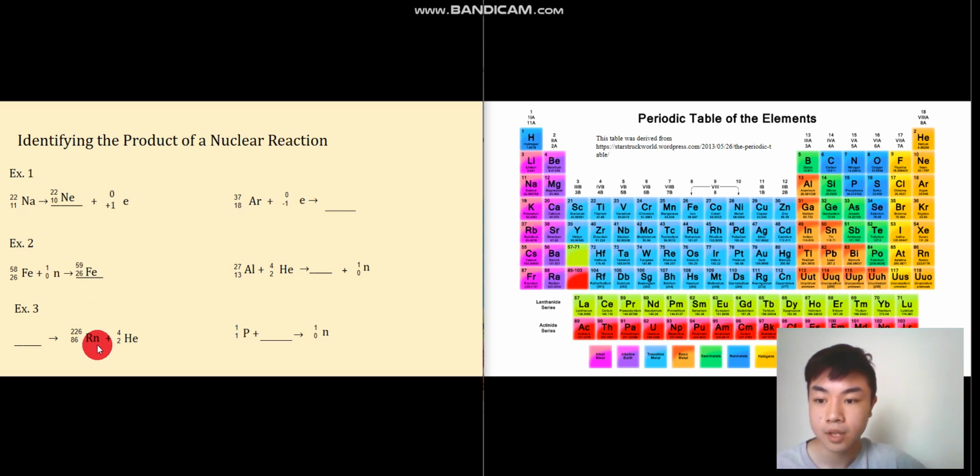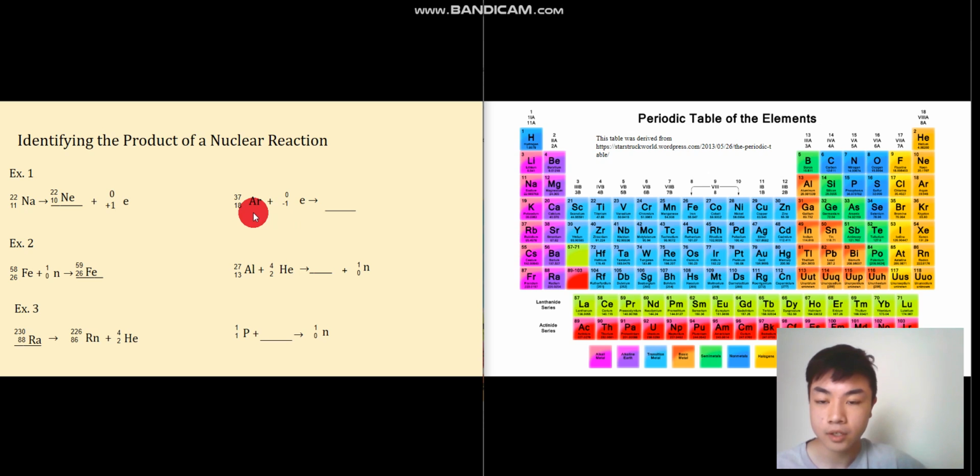On the third example, we have radon reacting with an alpha particle, and so we have 86 plus 2, which is 88, so we need to find the element with the atomic number 88, and that's just going to be radium. We know that the mass number is going to be different, however, because we have 226 plus 4, so the mass number is just going to be 230, and then it's going to be 230 over 88 for radium.